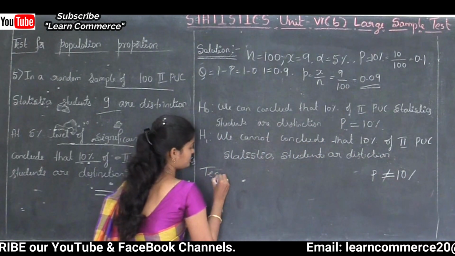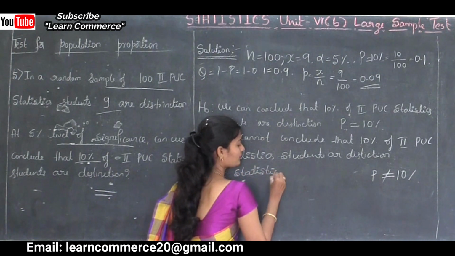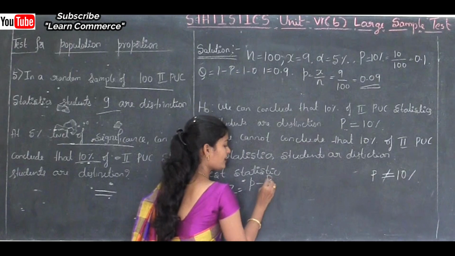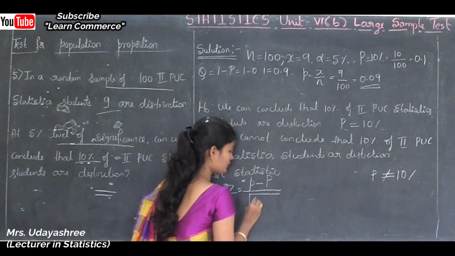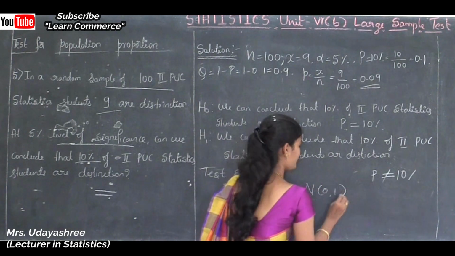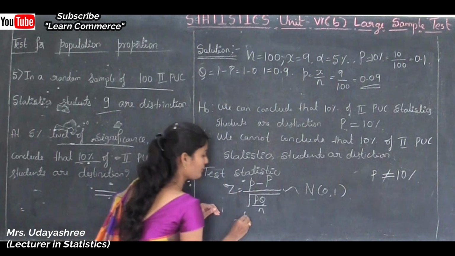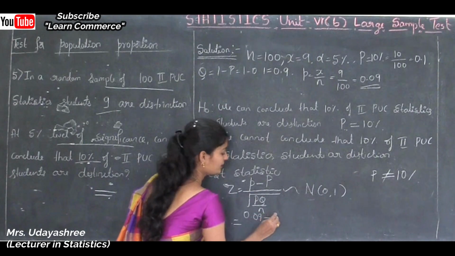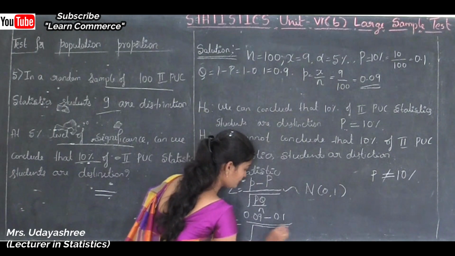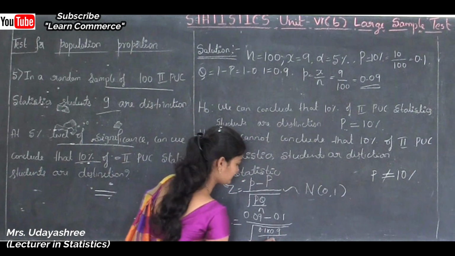Next, test statistics. That is, Z is equal to small letter p minus capital letter P divided by square root of PQ divided by small letter n, which follows normal 0, 1. So here I will substitute all the values under this formula. So here small letter p is 0.09 and capital letter P is 0.1 divided by square root of 0.1 into 0.9 divided by 100.